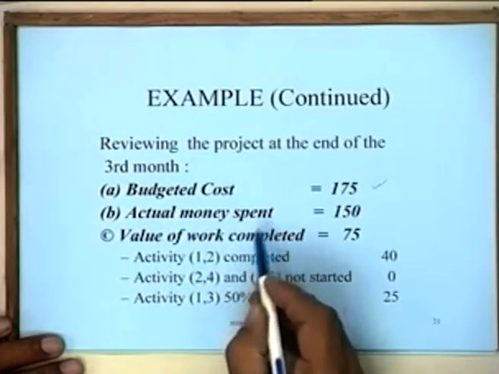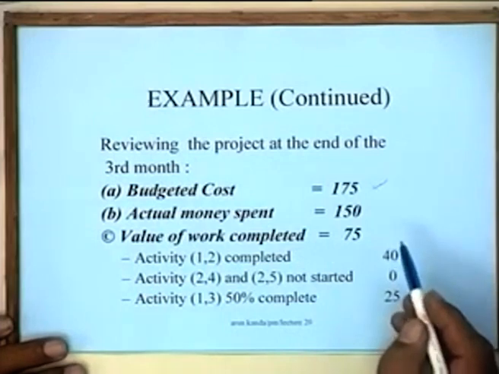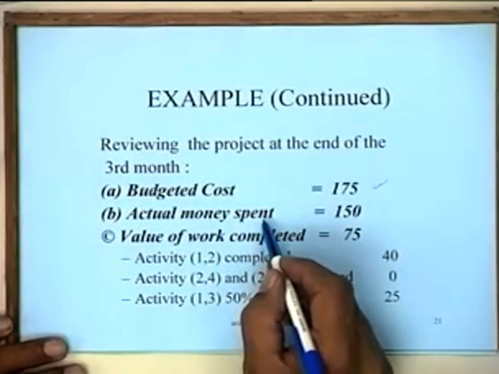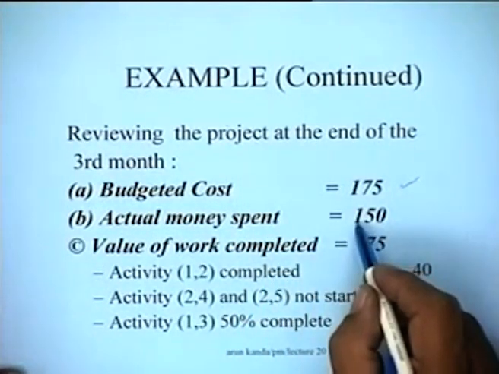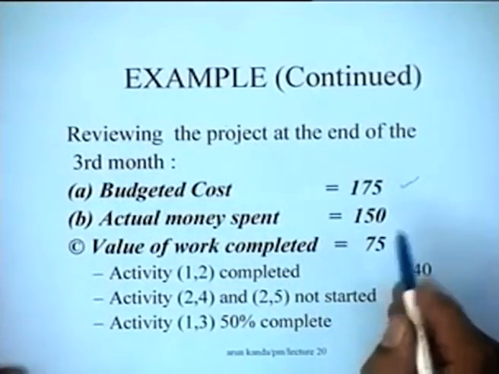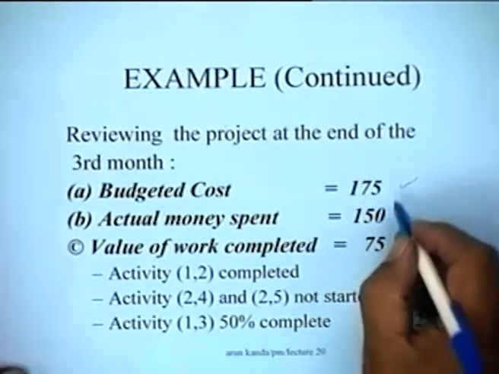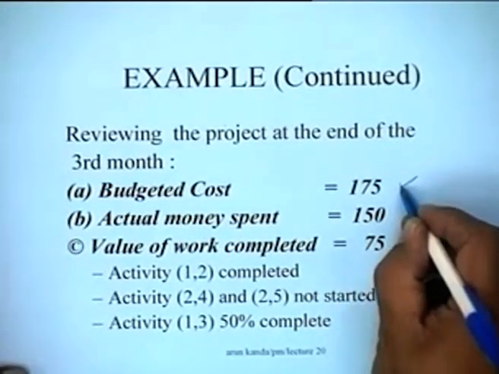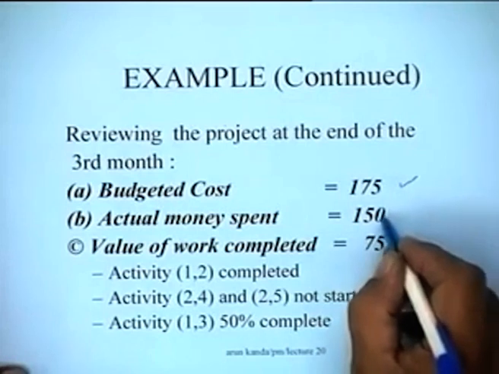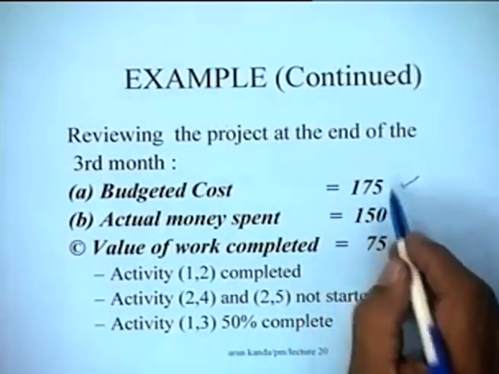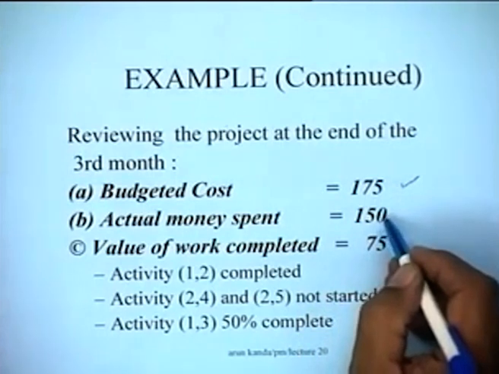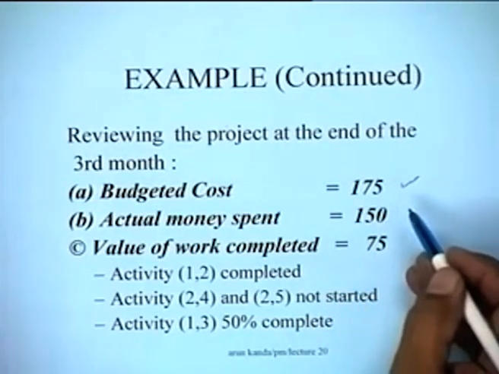The actual money spent we find out from the people who are managing the show, and suppose that we have spent 150,000 rupees. That is the total money. So this has to be found out from the actual site. How much money have you spent on the project? Actually we should have spent 175,000, but we have spent less. Let us say we have spent 150,000.